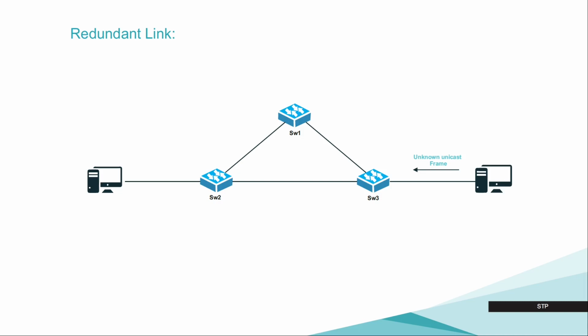In our network, we have switch 1, switch 2, and switch 3. There is one PC connected to switch 3 and another PC connected to switch 2. The PC that is connected to switch 3 sends an unknown unicast frame, so it sends data and the destination MAC address is unknown to switch 3. Switch 3 will check this data and it will not find the destination MAC address in the MAC address table, so it will do flooding. It will forward the data to the link connected to switch 2 and the link connected to switch 1.